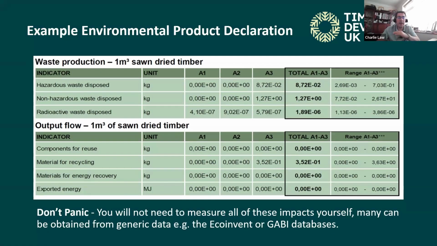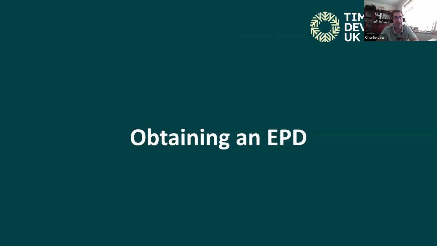So like I say, don't panic. You will not need to measure all of these impacts yourself. Like I say, many are obtained from the generic data sets, so for example, EcoInvent and GaBi databases and stuff like that. So it's not stuff you need to measure as long as you know what the quantity of timber is that you're putting into that input.